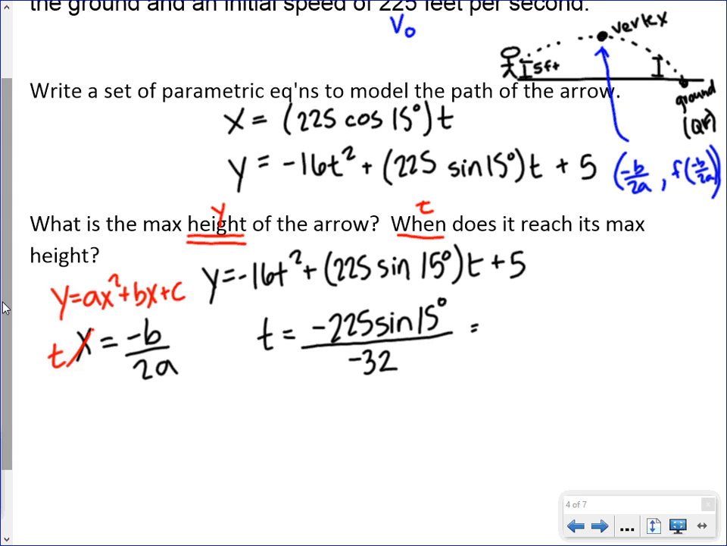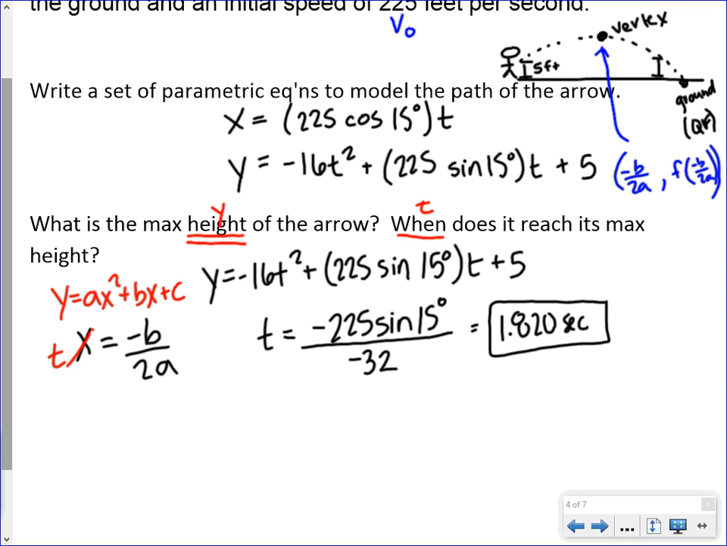And I think I get something like 1.820 seconds. Does that seem right? Okay, so when does it reach its max height? 1.82 seconds later, after its launch. What is its max height? How will we find that?